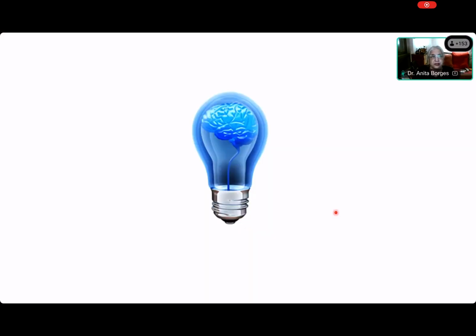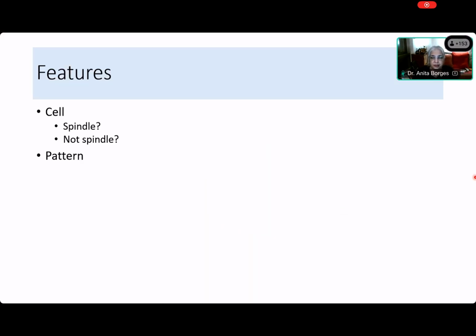So now, come on, tell me. Is this a spindle cell tumor? Yes, ma'am. Very good. What is the pattern? Palisading. Yes, it is pseudocystic and palisaded.